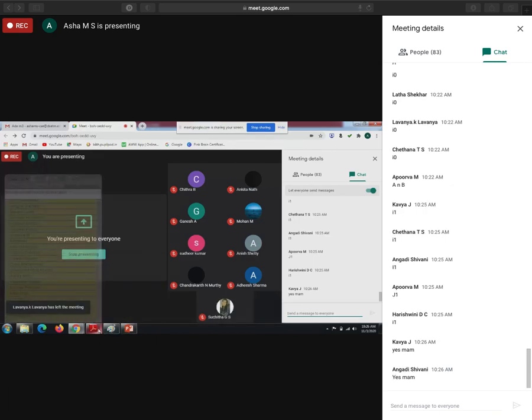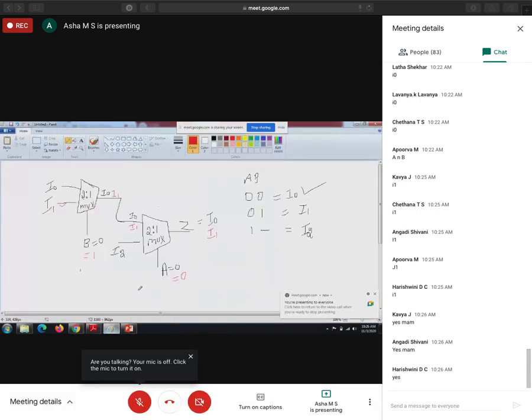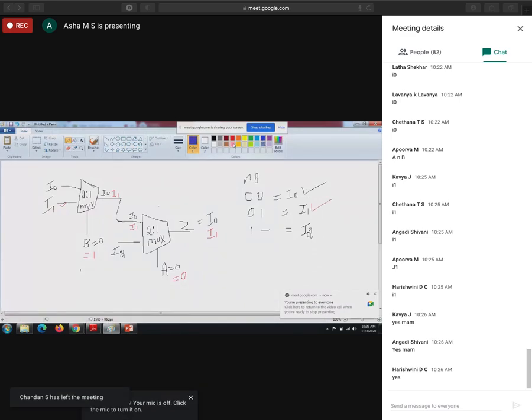Yes. So the second condition is also satisfied. Now the last condition: A should be 1. We don't know the value of B. B means don't care. It can be this or this.